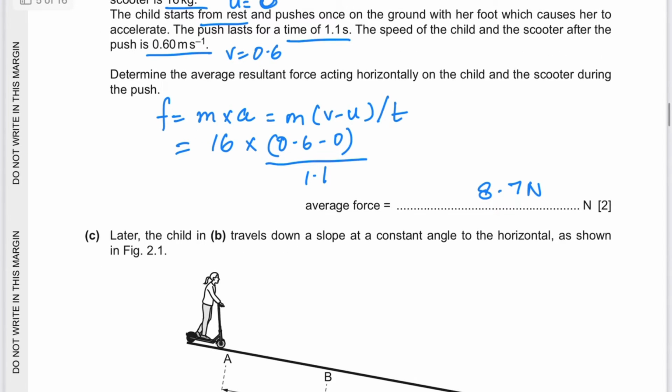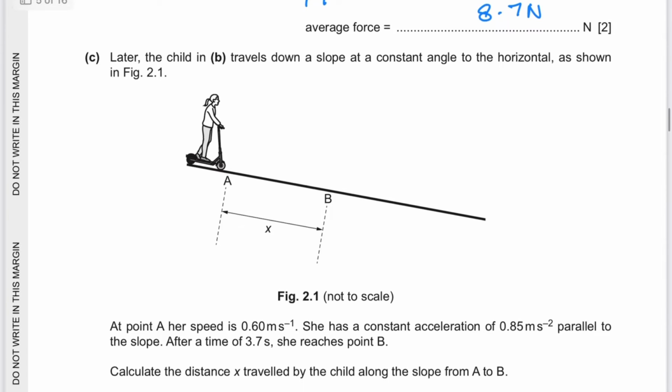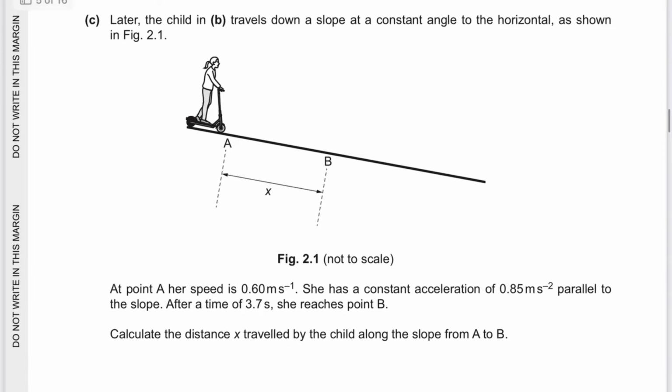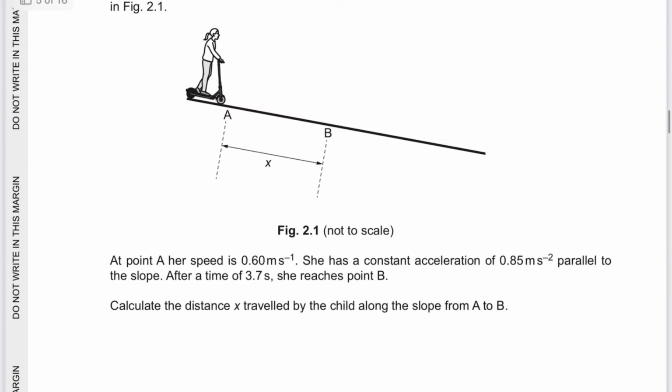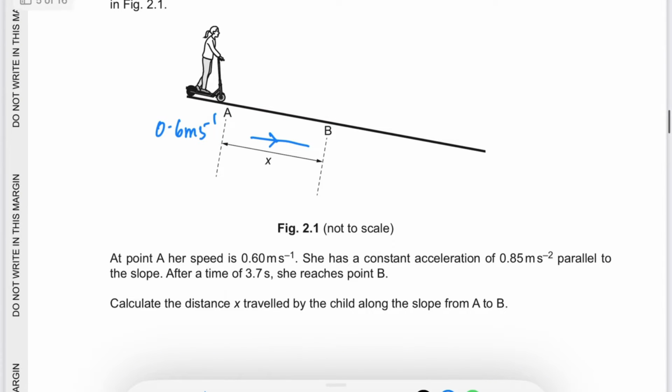Later, the child in B travels down a slope at a constant angle to the horizontal as shown. At point A, her speed is 0.6 meters per second. She has a constant acceleration of 0.85 meters per second squared parallel to the slope. Okay. I like to denote everything on the diagram that's given in the question.